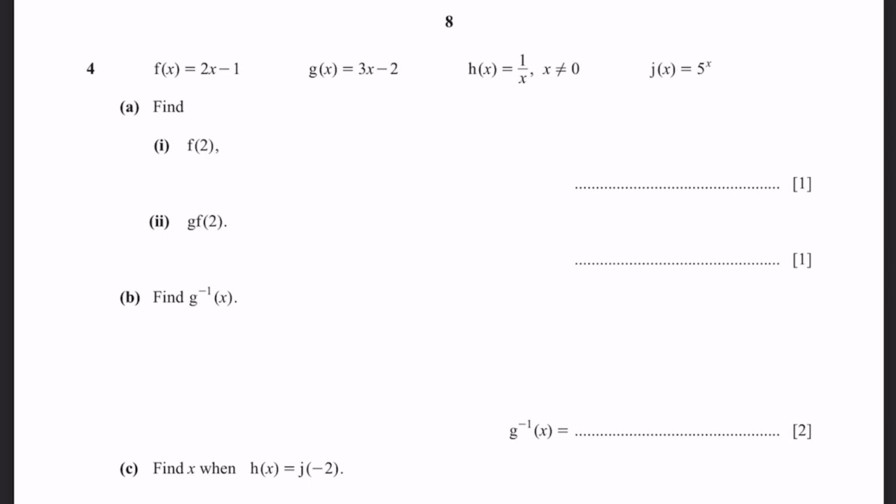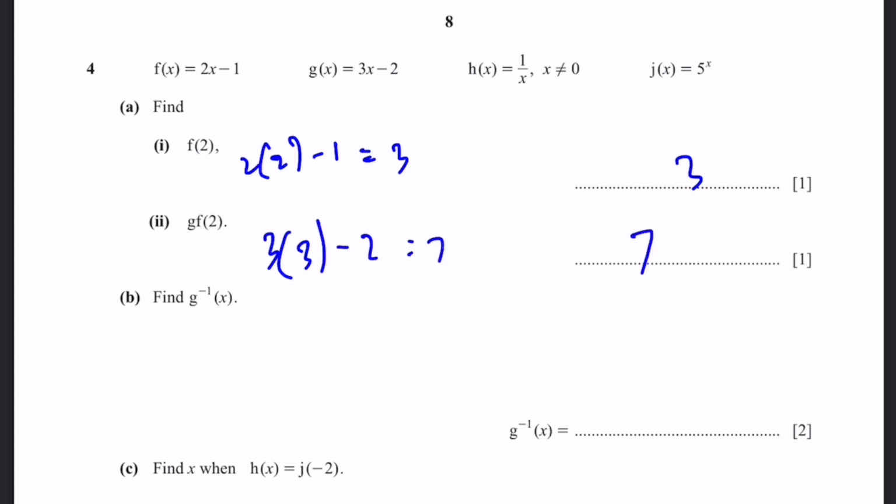Question 4. f of x equals 2x minus 1, g of x equals 3x minus 2, h of x equals 1 by x, j of x equals 5 power x. A. Find 1, f of 2. f of 2 is equal to 2 into 2 minus 1, which is equal to 3. 2, gf of 2, that means g of 3, so that's equal to 3 into 3 minus 2, which is equal to 7.